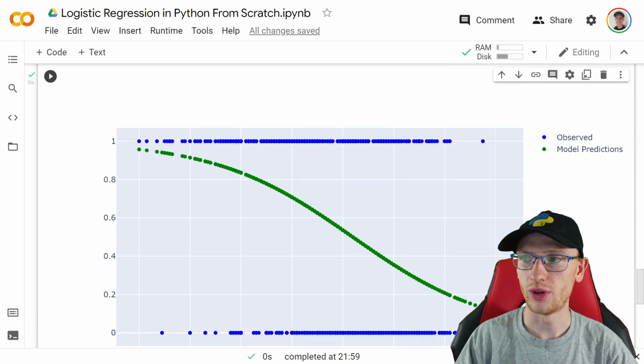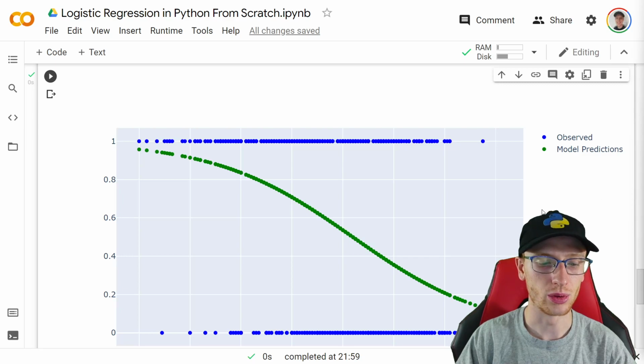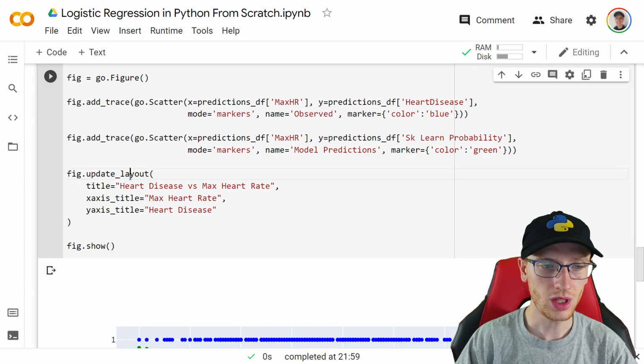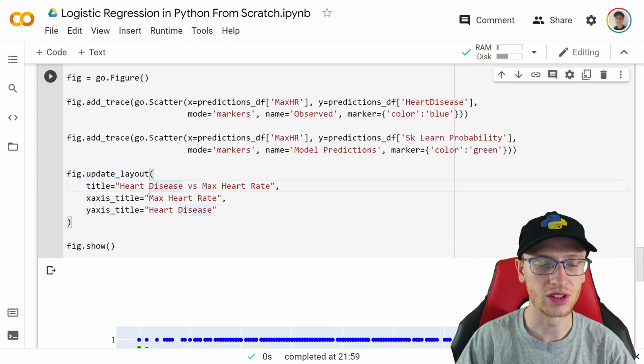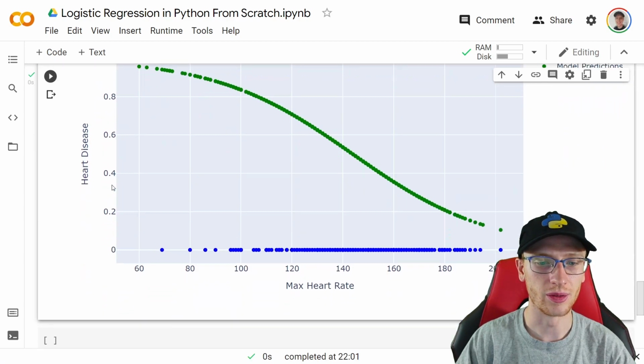And we are going to add, just to make this graph a little bit prettier, and we'll keep this pretty much the same throughout all the graphs that we're going to make. I'm just going to add this extra piece here. Update the layout, set the title, heart disease versus max heart rate and heart disease, just to give you a title and some labels there to make it better.